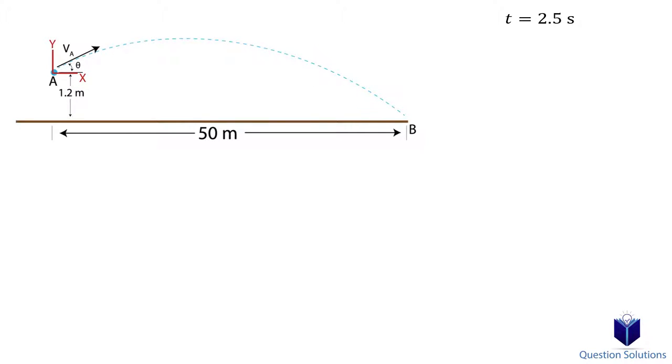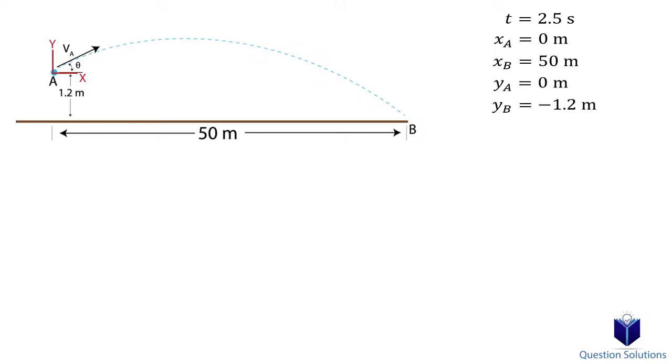Total time is 2.5 seconds. The starting location of the ball in the x-axis, which is xA, is 0 meters. The final location of the ball, xB, is 50 meters. From our coordinate system, the location of the ball where it starts from in the y direction, which is yA, is 0 meters. The final location in the y-axis, which is yB, is negative 1.2 meters.